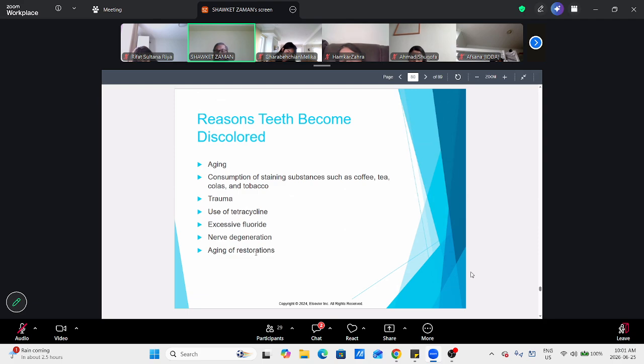And the aging of the restoration. Sometimes the restorations are pretty old, and they will leach out the materials. Leaching out means the materials gradually dissolve on the tooth surface and make discoloration, or you can say they will be integrated inside the tooth because of their stay for a longer period of time. So that is called leaching out of the materials. That is the aging of the restoration. So these are the causes of discoloration of the tooth.